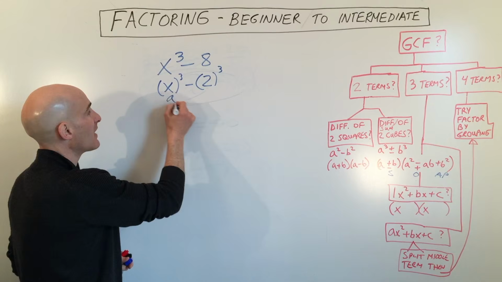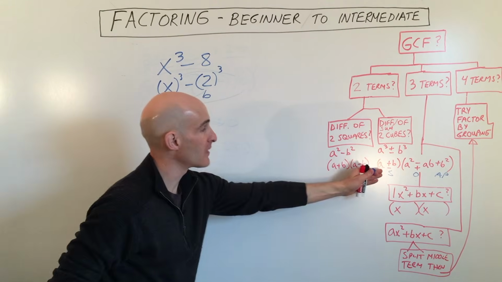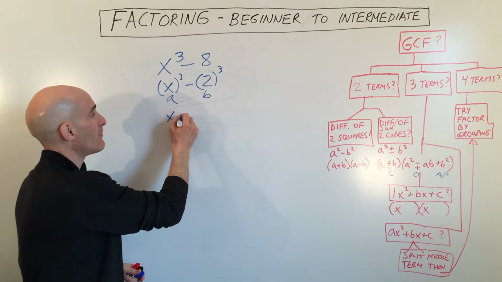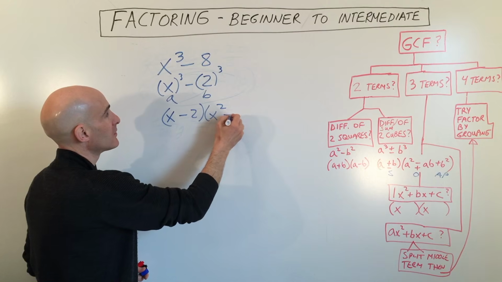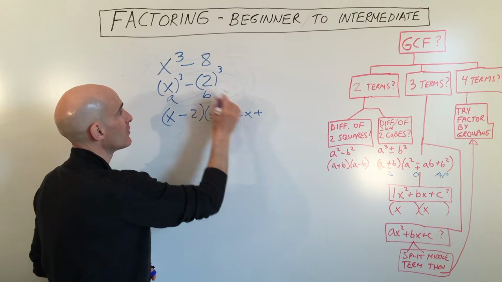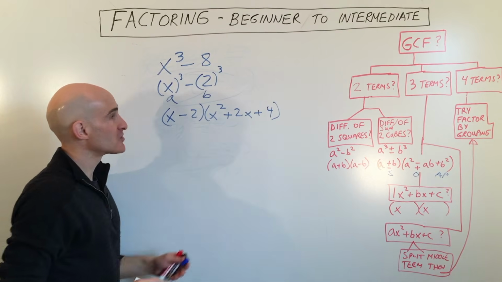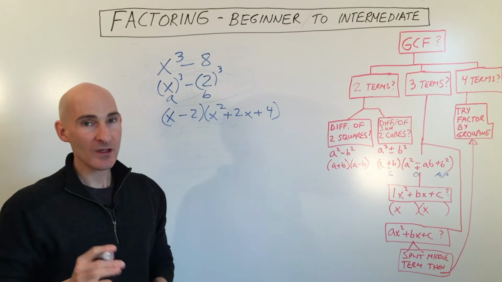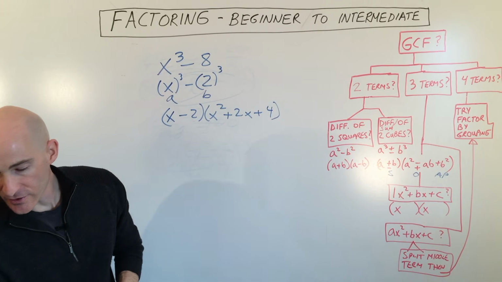So let's look at this one here. You can see x is a and 2 is b in this formula. So what we're going to do, it's x minus 2, times x squared plus 2x plus 2 squared, which is 4. And we can't factor this any further, so we're done. Let's look at another example.